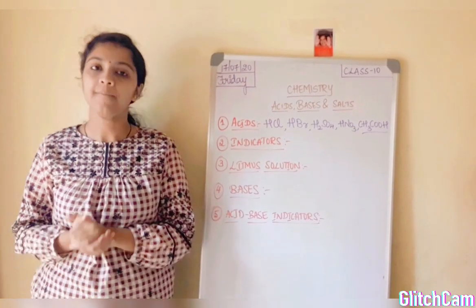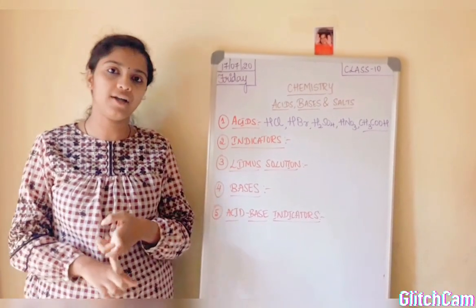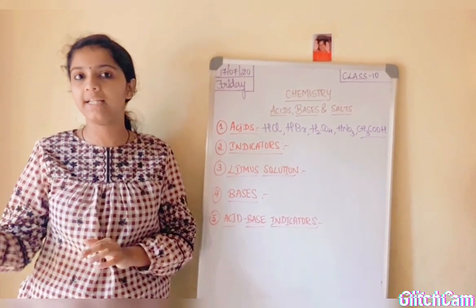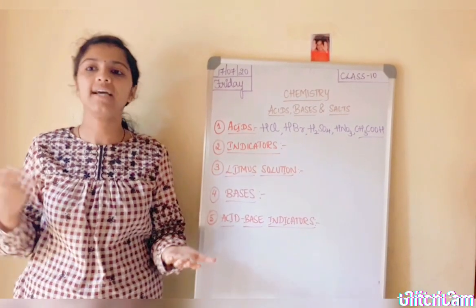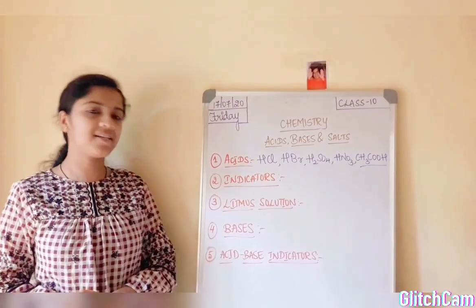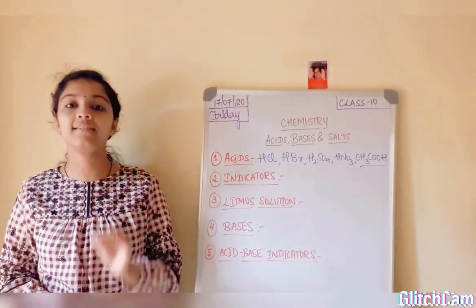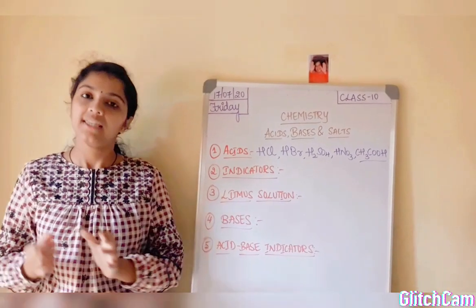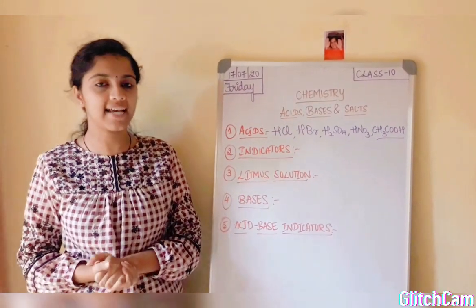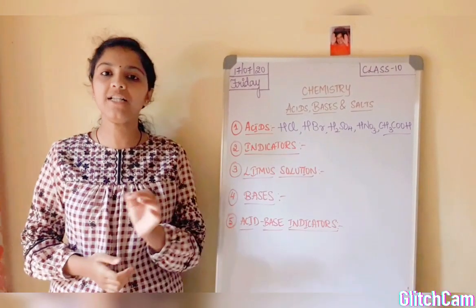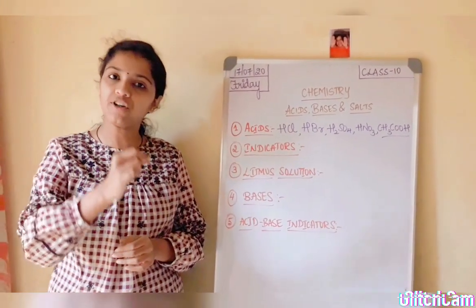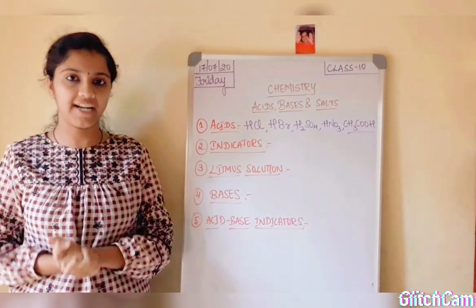Now synthetic indicators are methyl orange, methyl red, methylene blue and phenolphthalein. These are available in the laboratories. So natural indicators and synthetic indicators are mainly the two types of indicators. Next, litmus solution. Litmus solution is extracted from a plant lichen. This is available in laboratories as red or blue litmus solution. It is used as an acid-base indicator. When a purple solution is acidified, it changes into red color, whereas if you add a small amount of base, it changes into blue.